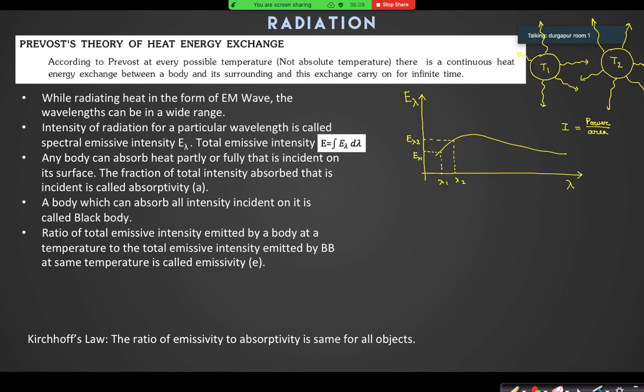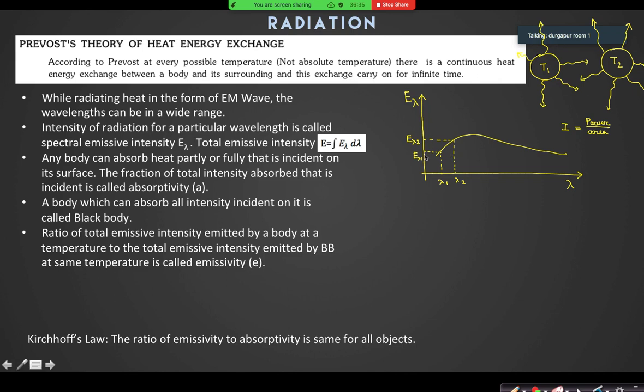Can you understand this definition of spectral emissive intensity? Spectral means for a particular wavelength or frequency, right? This is called spectral emissive intensity. A few definitions you need to understand here. Here I have written: intensity of radiation for a particular wavelength is known as spectral emissive intensity.